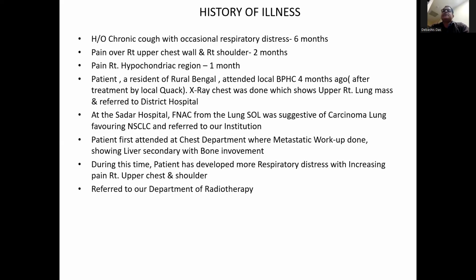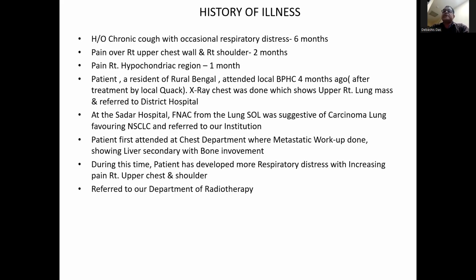The patient is a resident of rural Bengal, at least 400 kilometers away from the metro city of Kolkata. She first had chronic cough along with occasional respiratory distress for the last 6 months. For the last 2 months, she had pain on the right upper chest and the right shoulder. And for the last 1 month, she had pain on the right hypochondriac region. For her initial complaints 6 months ago, she attended a local quack.